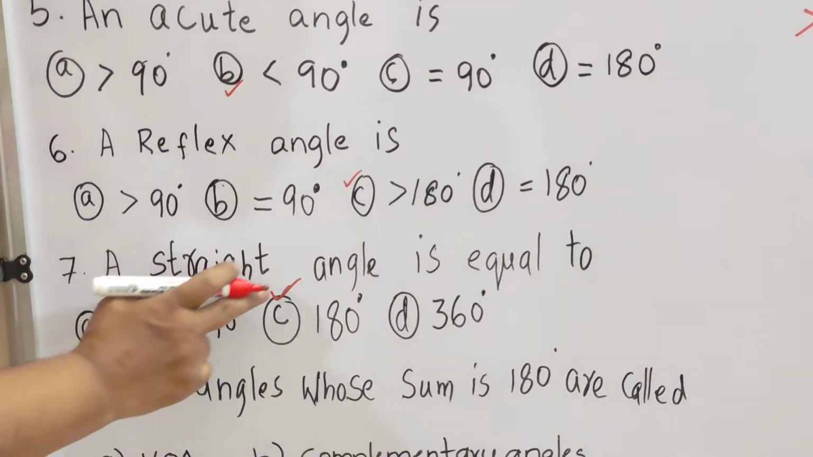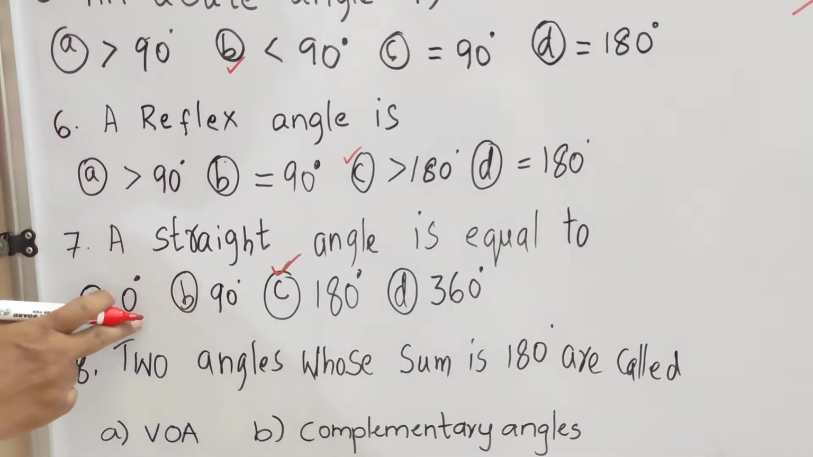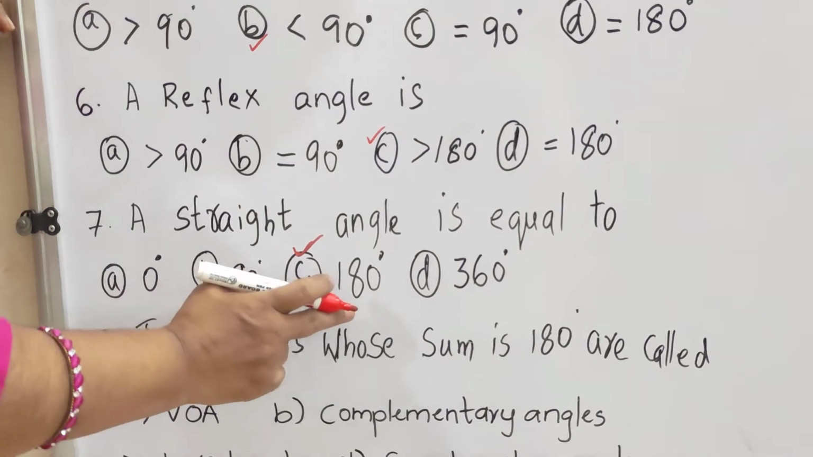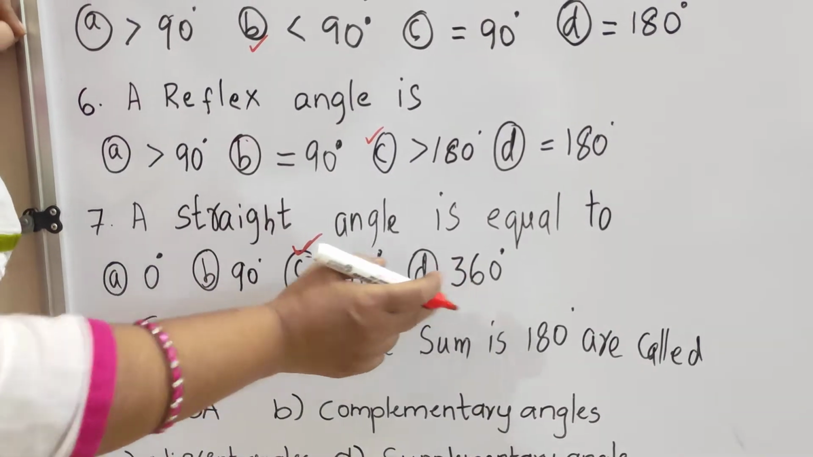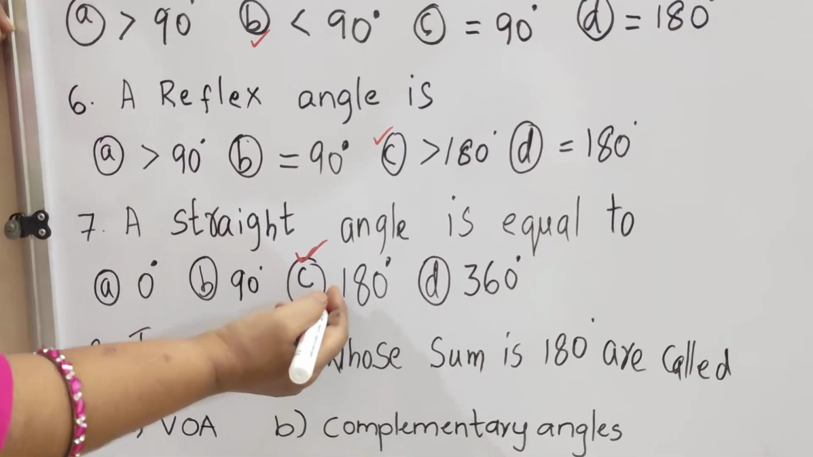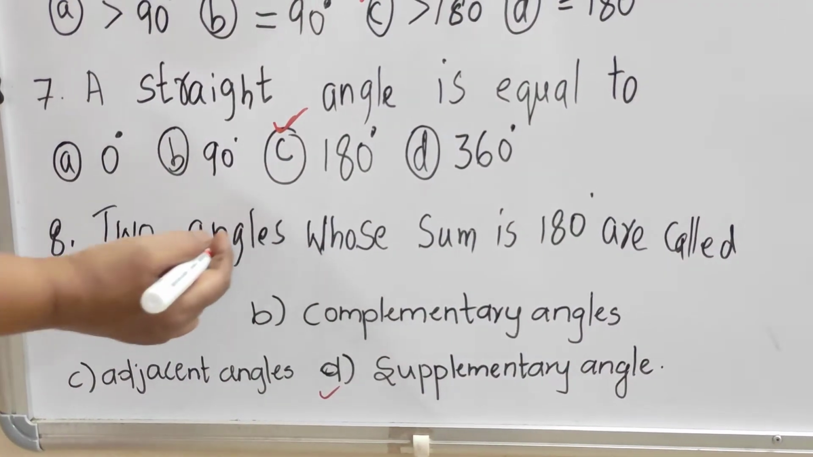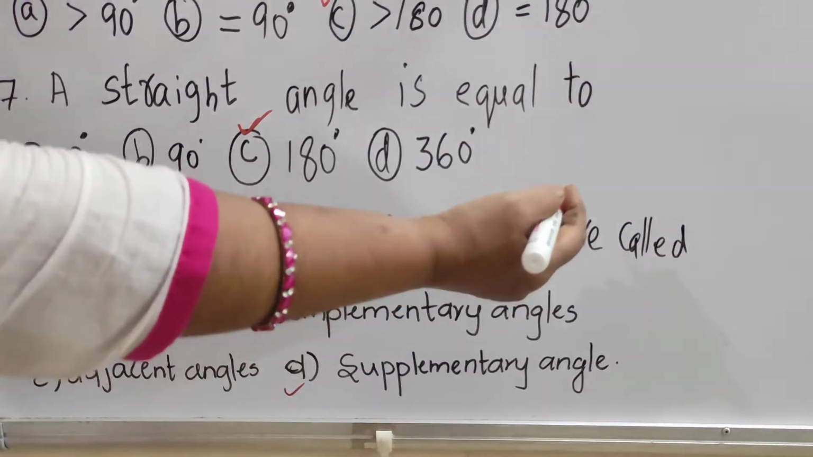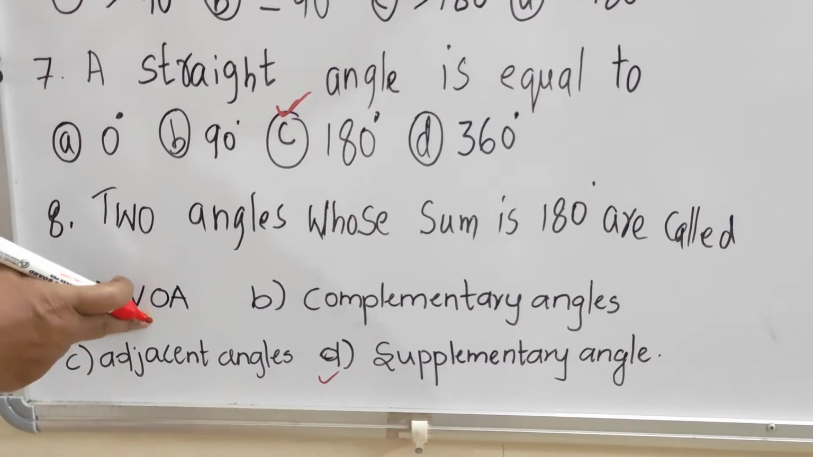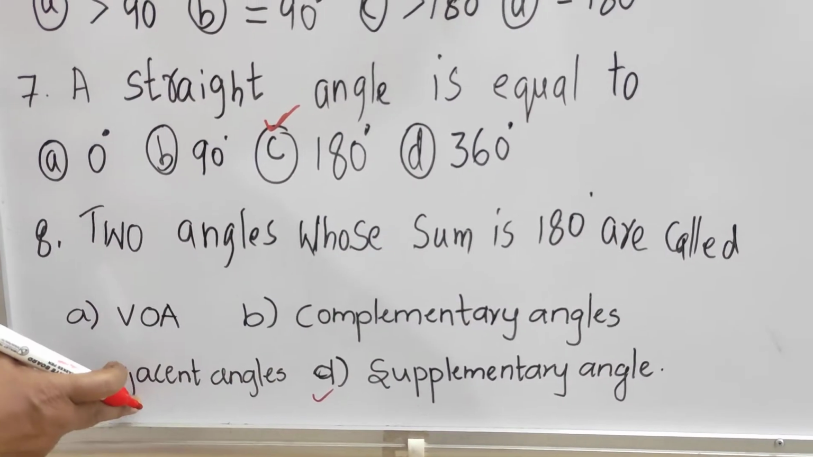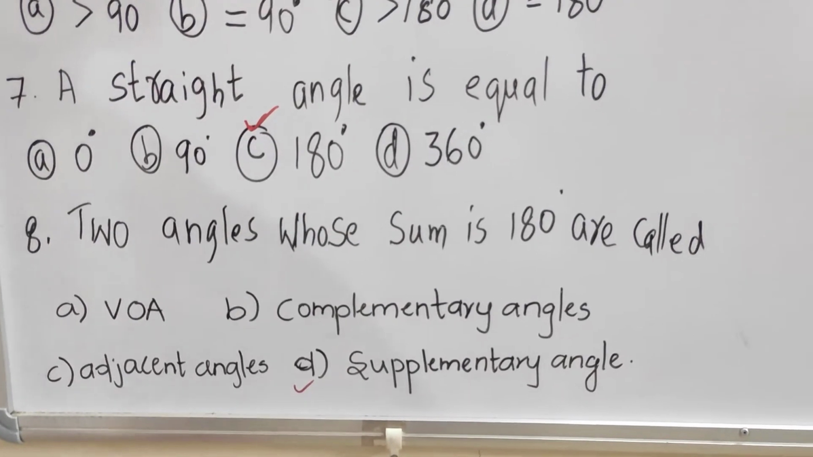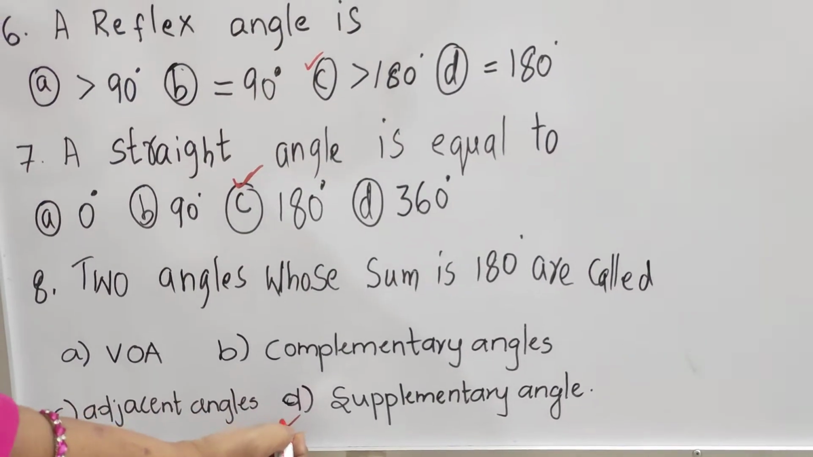Now, a straight angle is equal to 0, 90 degree, 180 degree, 360 degree. Straight angle means it is exactly equal to 180 degree. Therefore, this is the right answer. Two angles whose sum is 180 degree are called as vertically opposite angles, complementary angles, adjacent angles, supplementary angles. So what is the right answer? Right answer is supplementary angle.